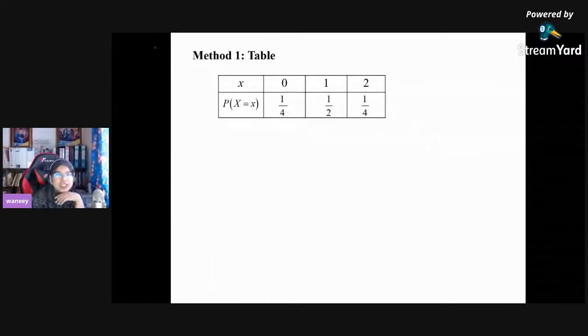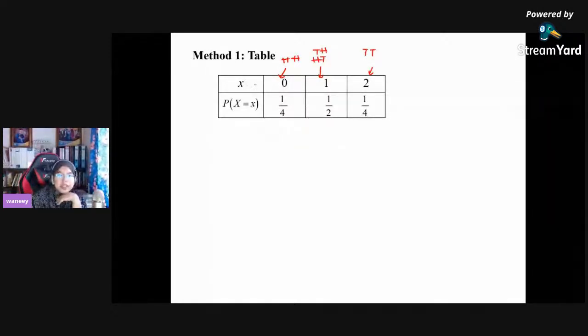Okay, so this is the table. x, P(X equal to x): 0, 1 over 4; 1, 1 over 2; 2, 1 over 4. Let me remind you, how do you get 0? This is for H, H. For 1, this is for tail, H, and H, tail. To get 2, this is supposed to be tail and tail.